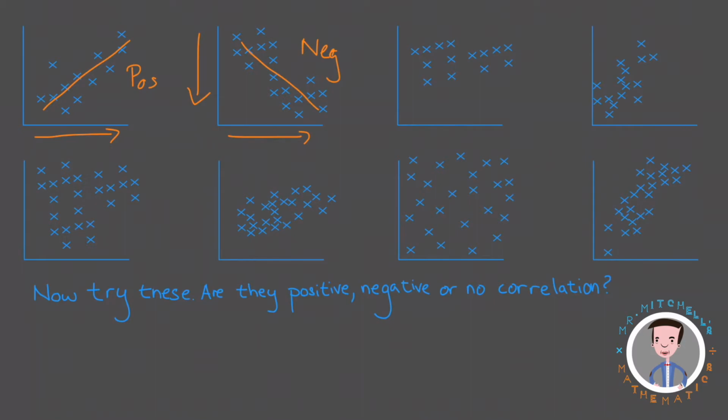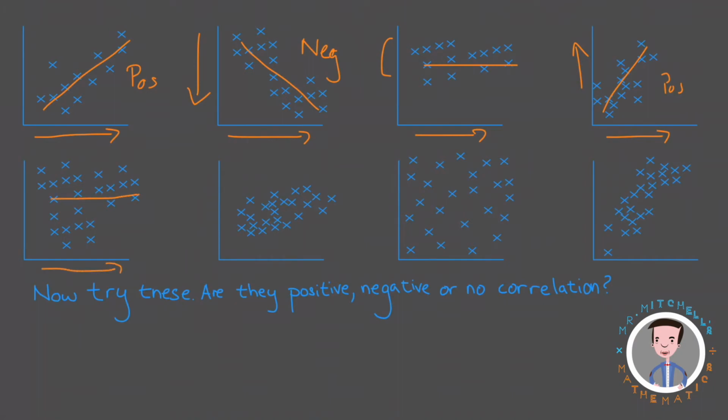In the third one, we have no correlation. That's because as x gets bigger, y more or less stays the same. So there's not really any association between x and y. In the fourth one, we have positive correlation because as x gets bigger, y also gets bigger, so we'll put positive. In the fifth one, we have again no real association.